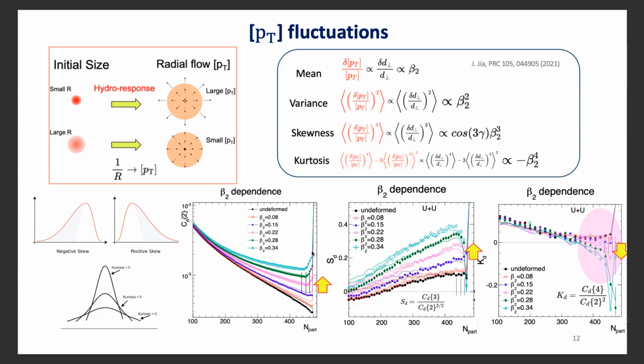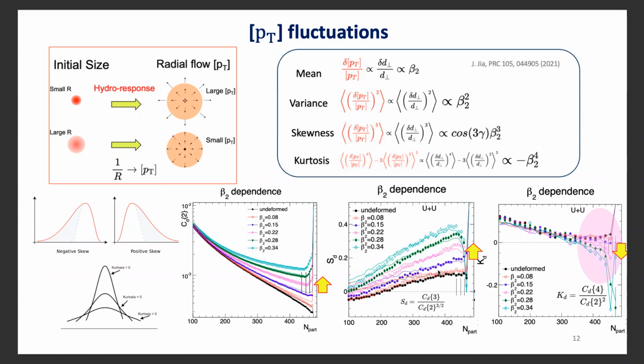So we calculate these distributions, and there's a formula here. You can say the variance is proportional to beta2 squared, the skewness is proportional to beta2 to the third order and also has a gamma dependence, and the kurtosis has a negative beta2 to the fourth order. This calculation is from a global calculation, and we check this in pictures, and you can see if we input different beta2 values, the variance of the size is enhanced.